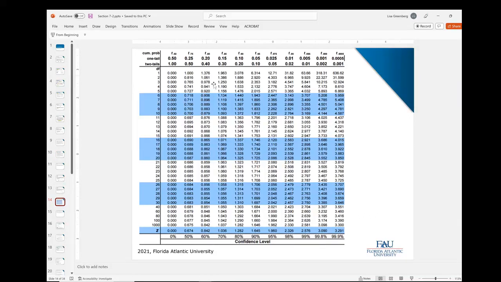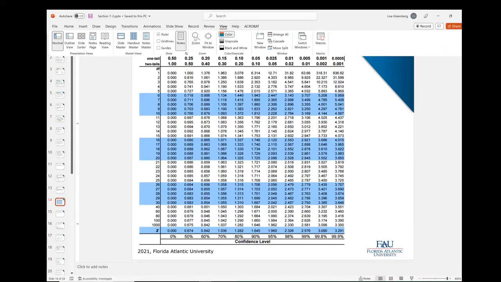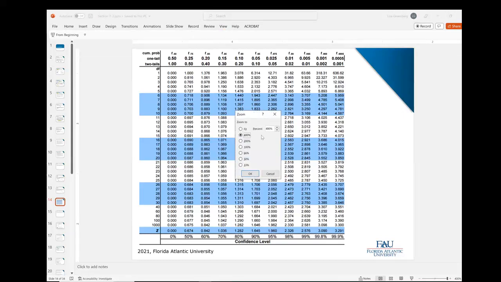So if I had alpha over 2 is equal to 0.25, here, let me make this a little bigger. I think I can make it bigger. Hold on. Zoom. Sure. Nope. I guess I can. So I'm not sure if you can see it. Let me see what I can do here.